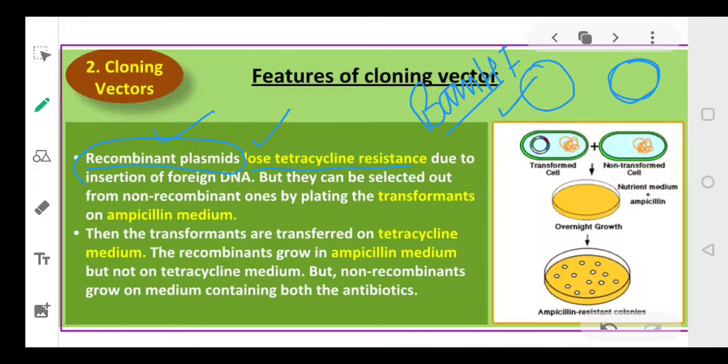अब how to identify these two cells. सपोज ये हमारा वो सेल है रिकॉम्बिनेंट, ये हमारा नॉन ट्रांसफॉर्म्ड, ये हमारे नॉर्मल सेल्स हैं। तो इनको अब हम एक मीडियम में ग्रो करेंगे and this medium contains ampicillin, ठीक है। This medium contains ampicillin. Can you see this picture clearly?